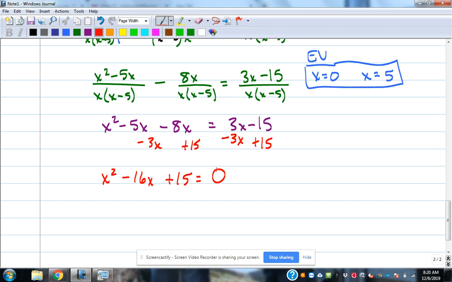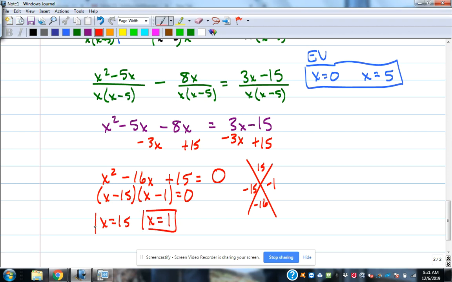Factoring would be a great option on this one because it works. 15 and negative 1, giving x equals 16 and x equals negative 1. Do either of those match our excluded values? No. How else could I have solved that besides factoring? The quadratic formula would have also gotten us the same solutions. So keep in mind all of those things that we've done with quadratics can come back there. All right.